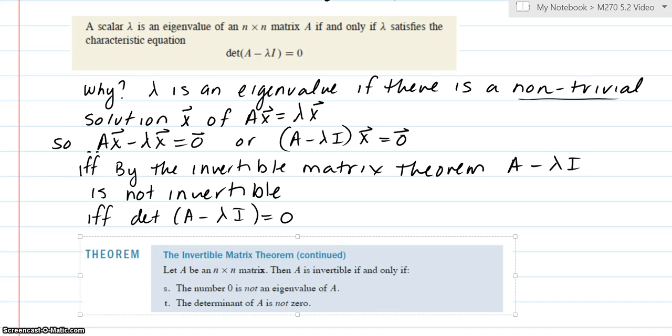Here's the theorem that states that if you let A be an n by n matrix, A is invertible if and only if the number 0 is not an eigenvalue and the determinant of A is not 0.